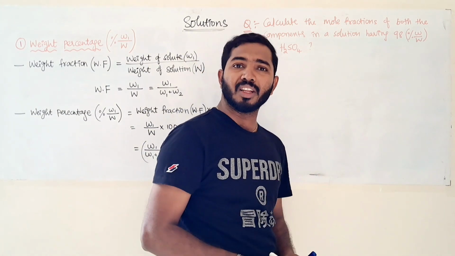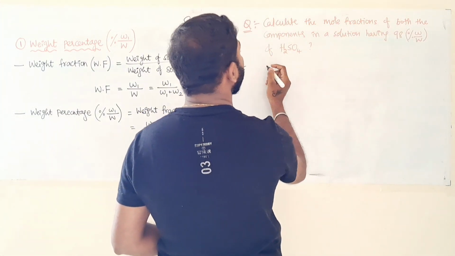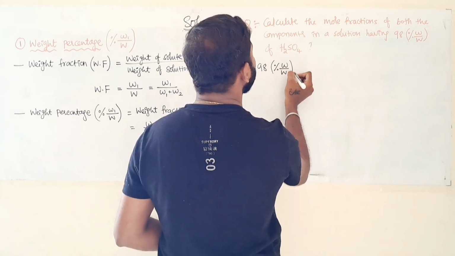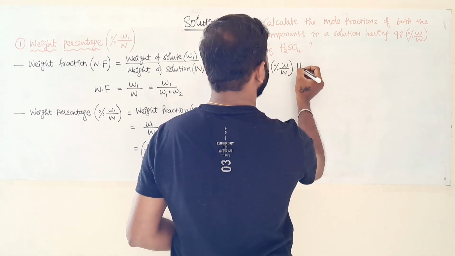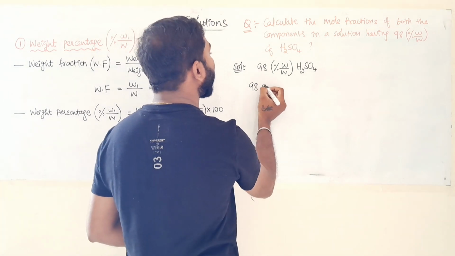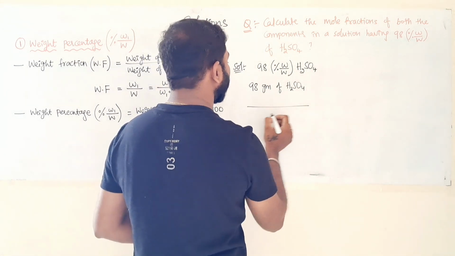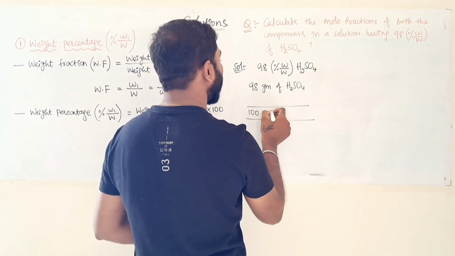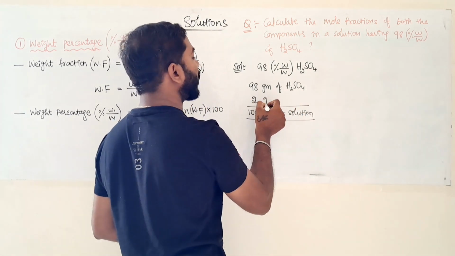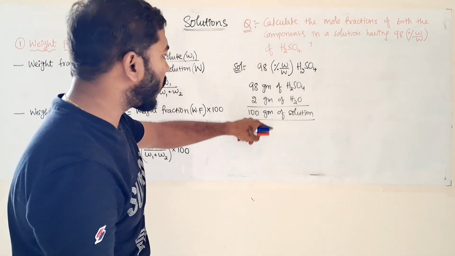So how to solve this actually? First thing is we need to write this given weight percentage in an easier manner, as I just told you. So please try to write this down: 98 weight percentage of H2SO4 means 98 grams of H2SO4 is present in 100 grams of solution. Yes, it is clear. And now obviously how many grams of water or solvent is going to be there? Yes, 2 grams. So this is what we need to write down.